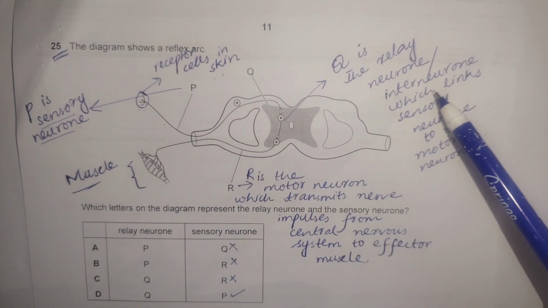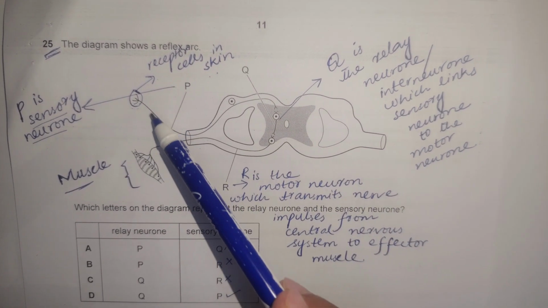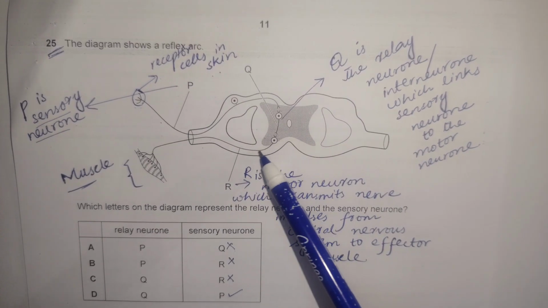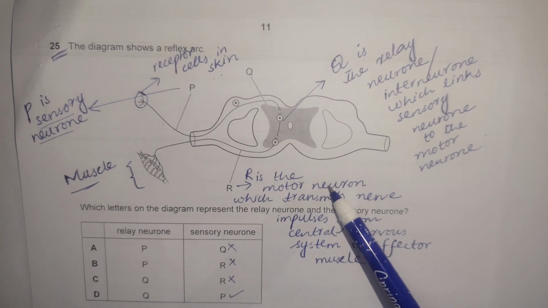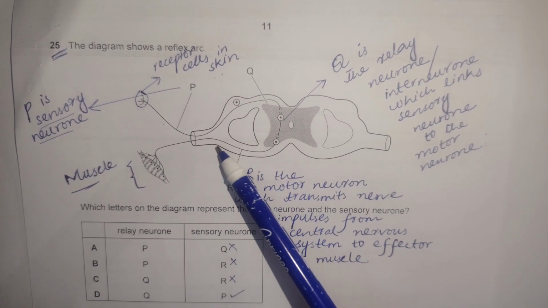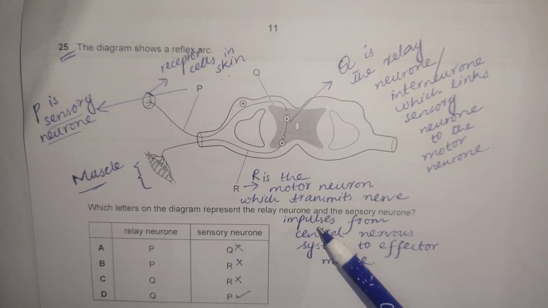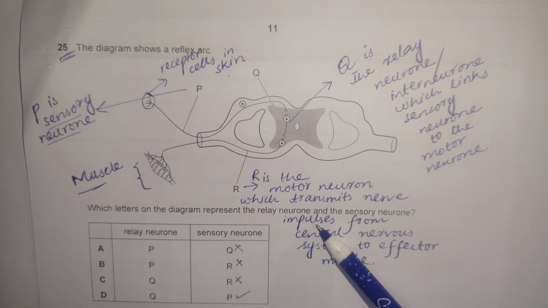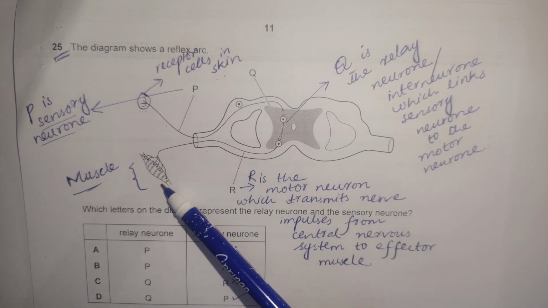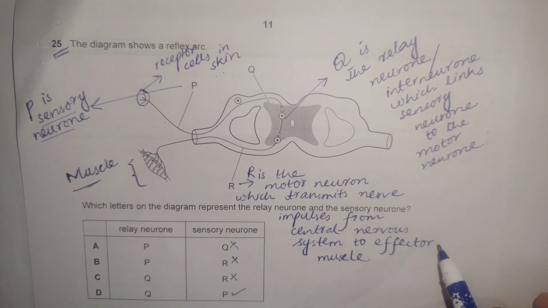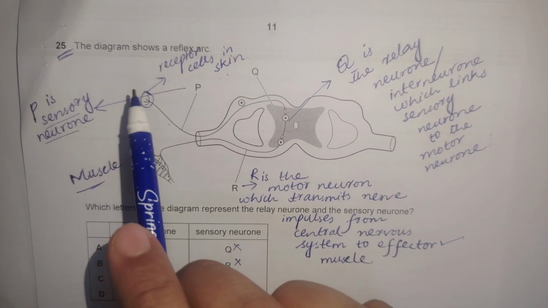So these are interneurons. Interneurons are the ones that link sensory neuron to the motor neuron, because R here is the motor neuron, and motor neurons are the ones that take the signal or impulse, nerve impulse or message from the central nervous system to the muscles, that in biology term we call effector, as we have here called receptor.